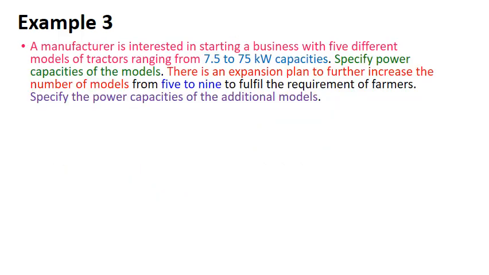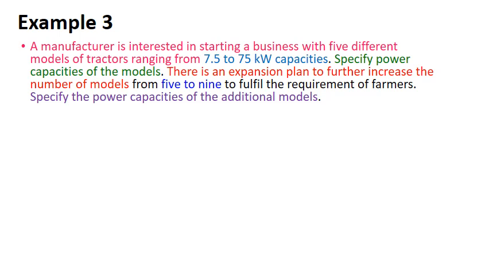The third problem has two parts basically. A manufacturer is interested in developing 5 different models of tractors whose capacity ranges from 7.5 to 75 kilowatt. 5 different models. Remember, we don't know the series factor now. We have to evaluate it, and then specify the power capacities. That is the first part. The series factor for this range is different.